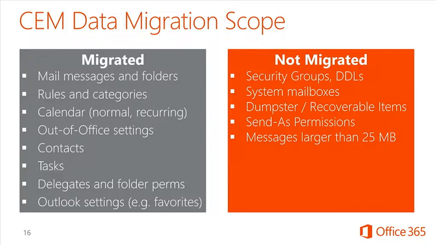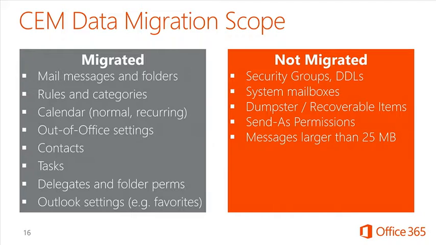So if we look at that, that doesn't include things such as the dumpster recoverable items. Those are server level attributes that are not visible from the Outlook client, or things such as litigation or in-place hold type policies. Send as permissions, security groups, system mailboxes, those are left behind on the source platform. Also, same concept, true throughout: messages more than 25 megs. We have a 25 meg maximum size item restriction in Office 365. So that restriction carries through across all of our migration approaches.